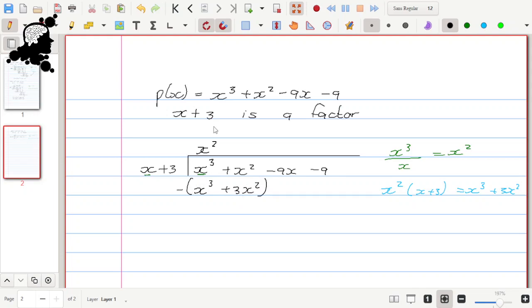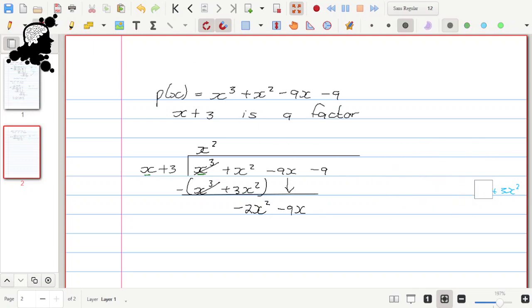Then we need to do the subtraction. Once again, introduce brackets with the negative sign and introduce a line. Then we say x cubed minus x cubed, that gives us 0. Then x squared minus 3x. Let's think about this. x squared minus 3x is going to give us negative 2x squared. We bring down the negative 9x. Awesome. The next step is we are going to repeat the process.